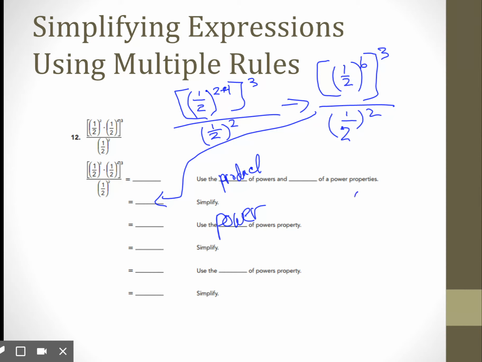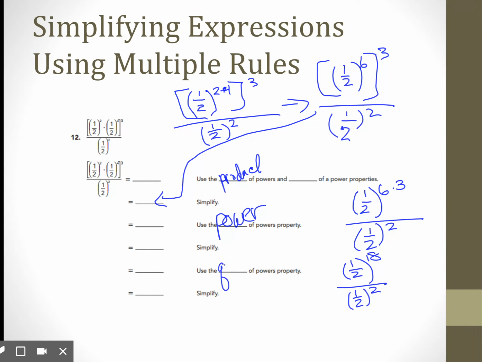So on top we'll have 1/2 to the 6 times 3. Again, the power of a power property says we can just multiply, over 1/2 squared. I simplify that down just by multiplying my exponents, and I get 1/2 to the 18th power over 1/2 squared. And now I can apply the quotient of powers property.